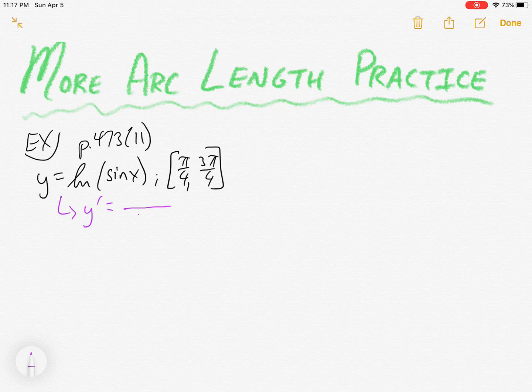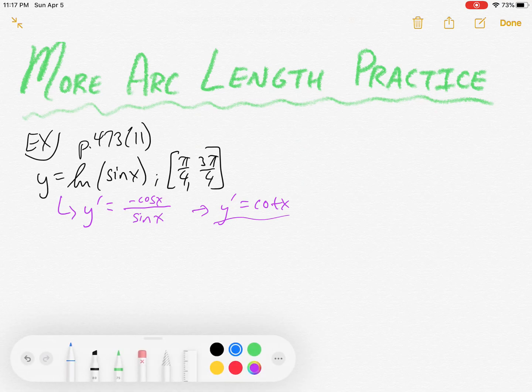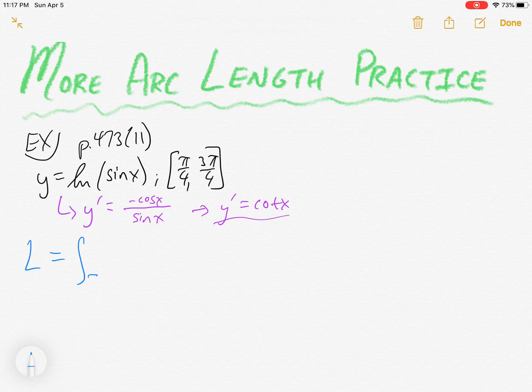So the derivative of natural log sine x, remember what that is? You take a derivative with natural log, you toss the thing in the natural log to the denominator, and up top you write the derivative of the thing in the natural log, and that does become cotangent. Let's write it. So our arc length is from pi over 4, the lower bound, to 3 pi over 4, upper bound, square root of 1 plus cotangent x all squared. That's weird.